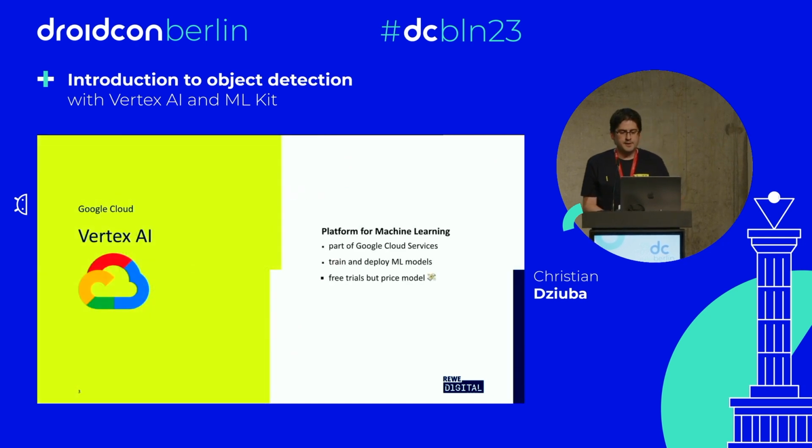So what is Vertex AI? It's a platform from Google. It's integrated into the Google Cloud Service, so you can use it for machine learning. You can train and deploy your own machine learning models. There's a free trial, so you can play around with it. But if you're using it for more features, you have to pay.